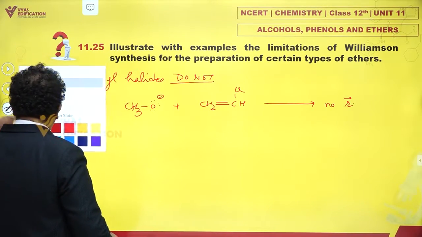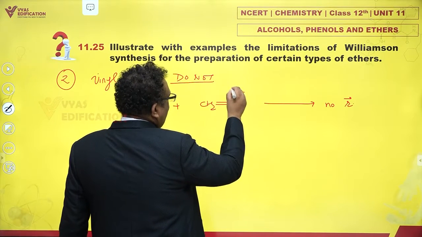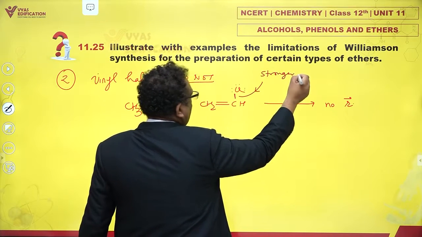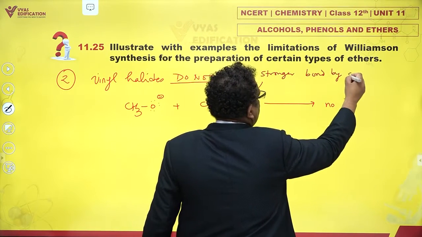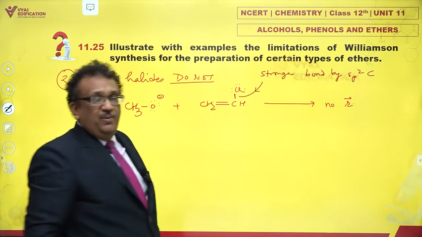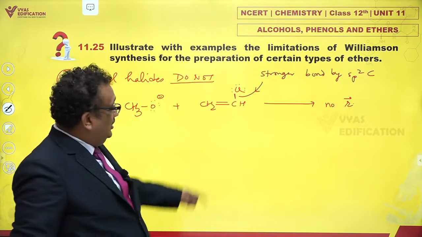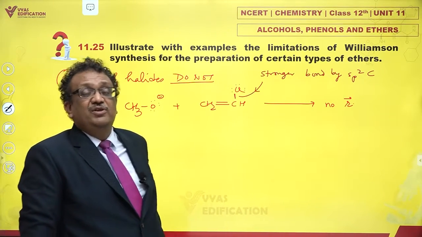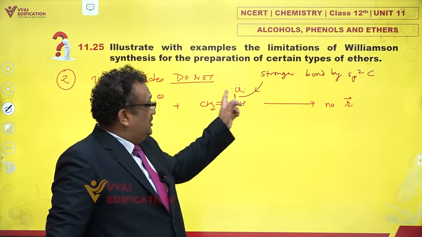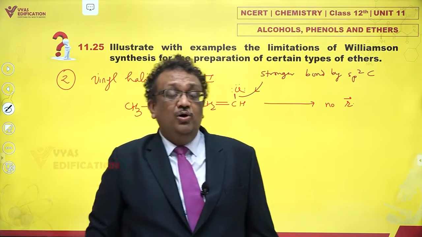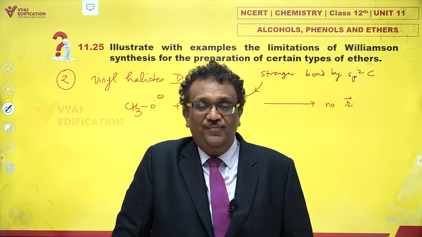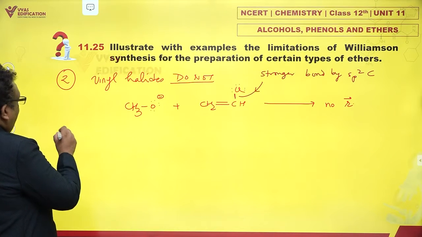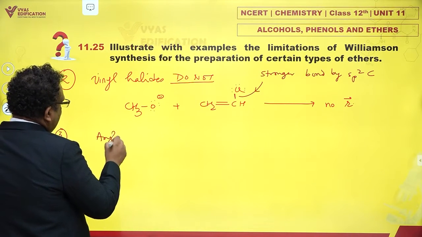Because this bond is very, very strong. Stronger bond by sp2 carbon. This carbon atom is sp2 hybridized. This bond is stronger. Not only this, these lone pairs are in conjugation with this pi bond, making this sigma bond even stronger by some pi contribution. So since leaving group is no longer a good leaving group, why? Because the bond formation is stronger. Nothing happens. It just doesn't leave. It refuses.